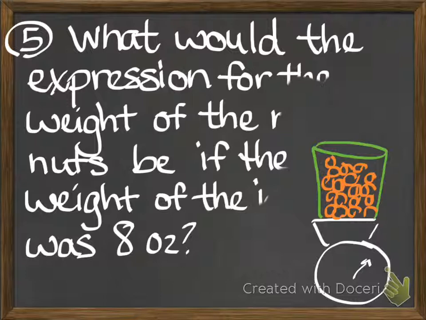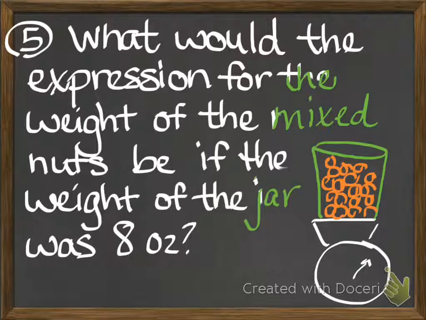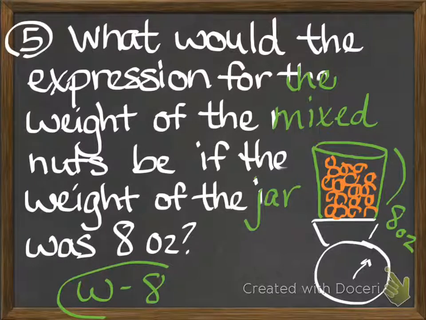Number 5, what would the expression for the weight of the mixed nuts be if the weight of the jar was 8 ounces? Okay, so what if the jar was 8 ounces? How would you find the weight of the nuts? What would the algebraic expression be? Well, we'd have the weight of the whole thing, so I might use the variable w, minus 8, and that would give me the weight of just the nuts.